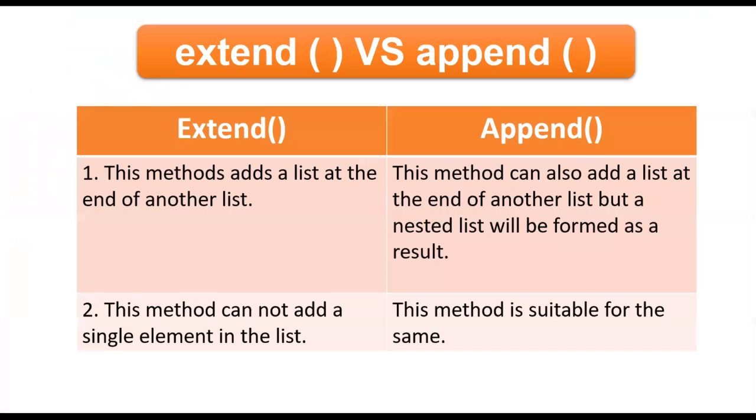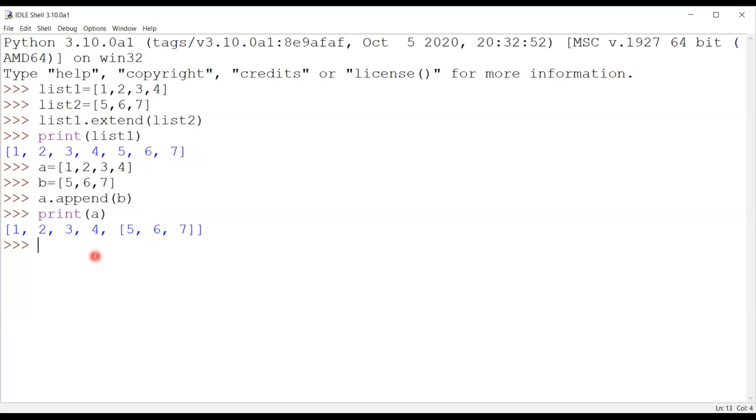Now, let us understand the second difference. Extend method cannot add a single element in the list, whereas the append method is best suited for adding a single element in the list. So let us try that also. If I say A.append(8), right? Now print A. So it is giving me this result. That means one single element 8 I have added into my A list, and it has been added.